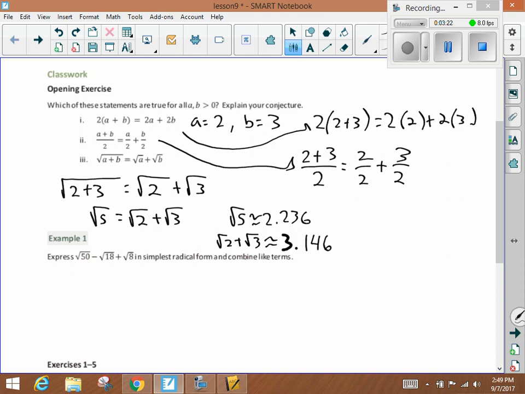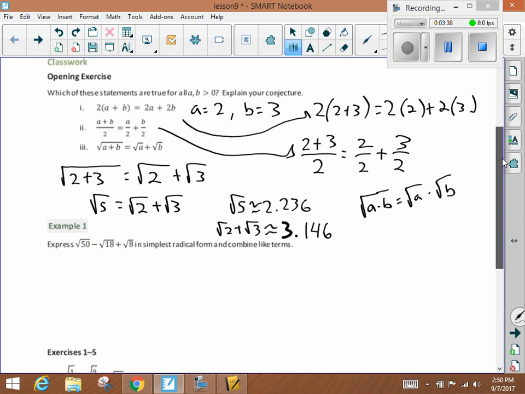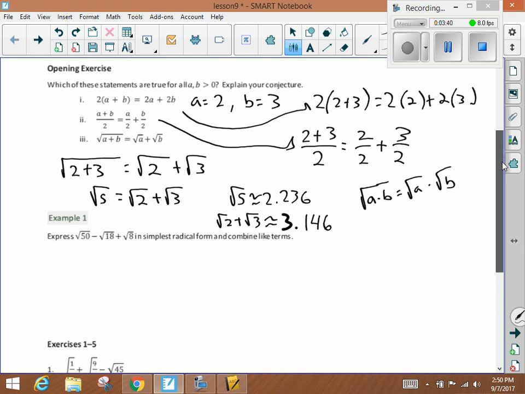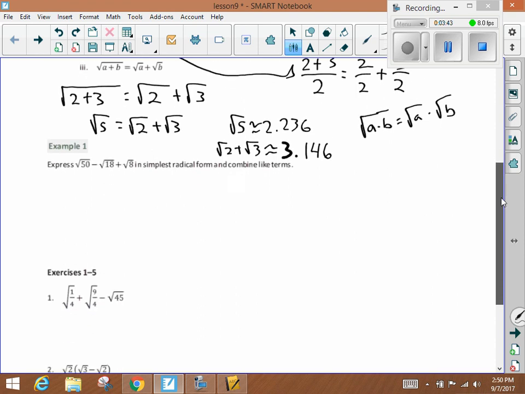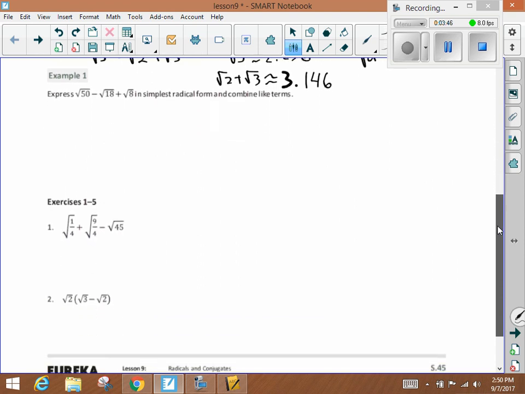So we have to be careful with our radicals. It is the case, though, that the square root of (A times B) is equal to the square root of A times the square root of B. We're going to be able to use that property quite a bit. As a matter of fact, it's the key to simplifying radicals. So let's go ahead and simplify some radicals.